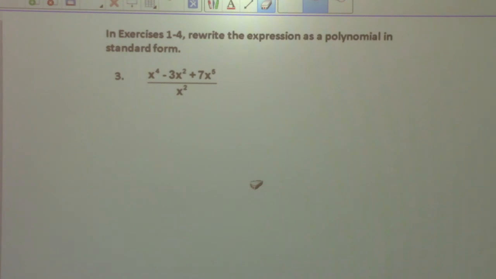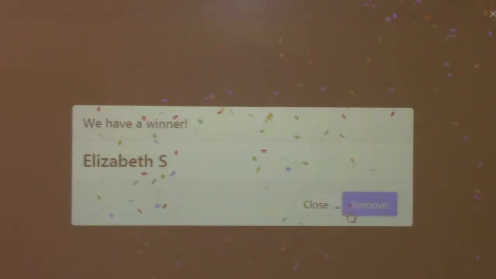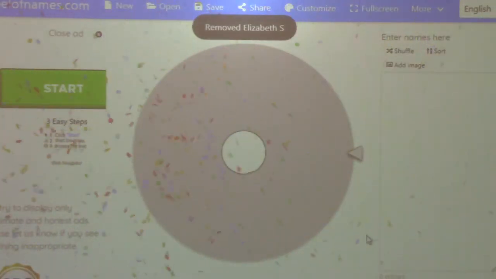Okay, for number 3, it's going to be a big surprise whose name I spin here. I wonder who it is. It lands on the line. Oh my gosh. Removed, and so now we have no one.